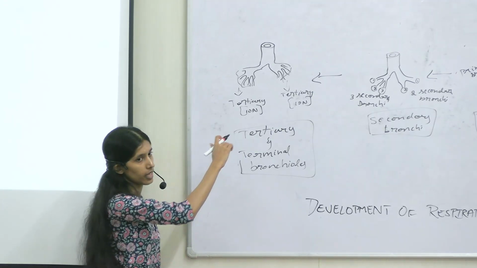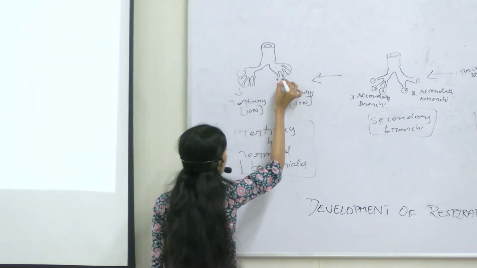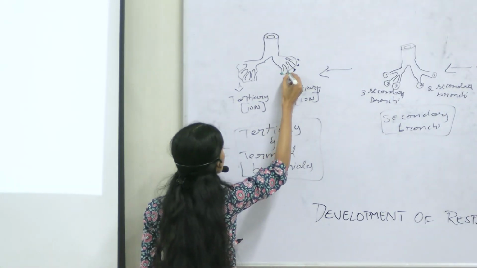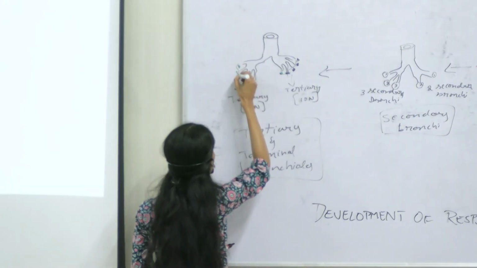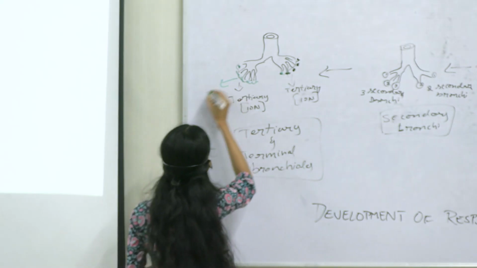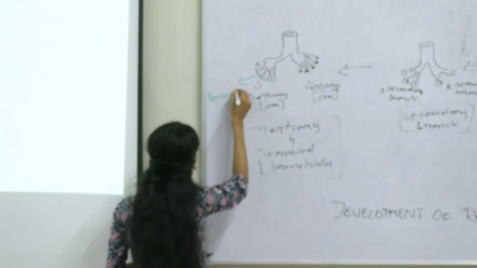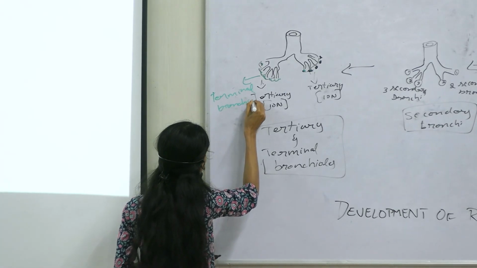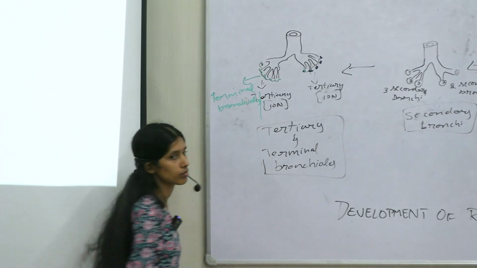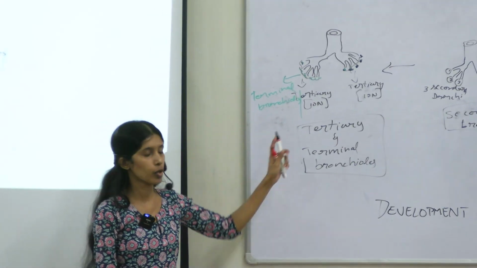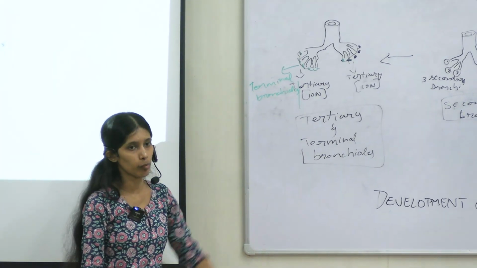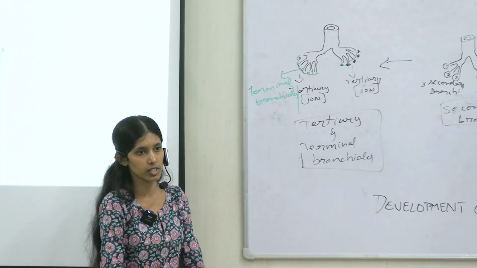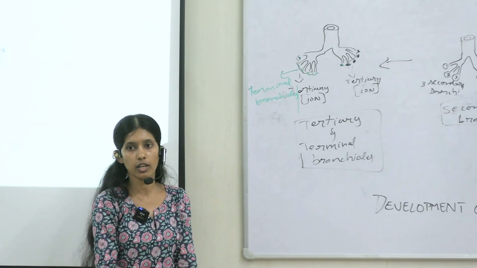Okay. And these tertiary bronchi are surrounded by terminal bronchioles. The tertiary bronchi are surrounded by the terminal bronchioles. These are the events we see in the very first stage, that is in the pseudoglandular stage.